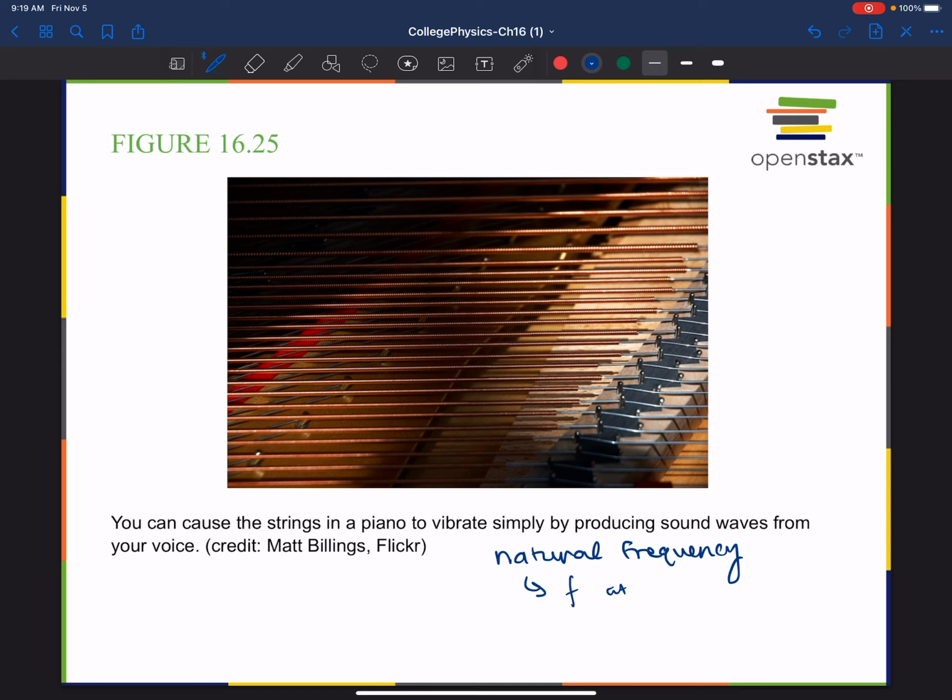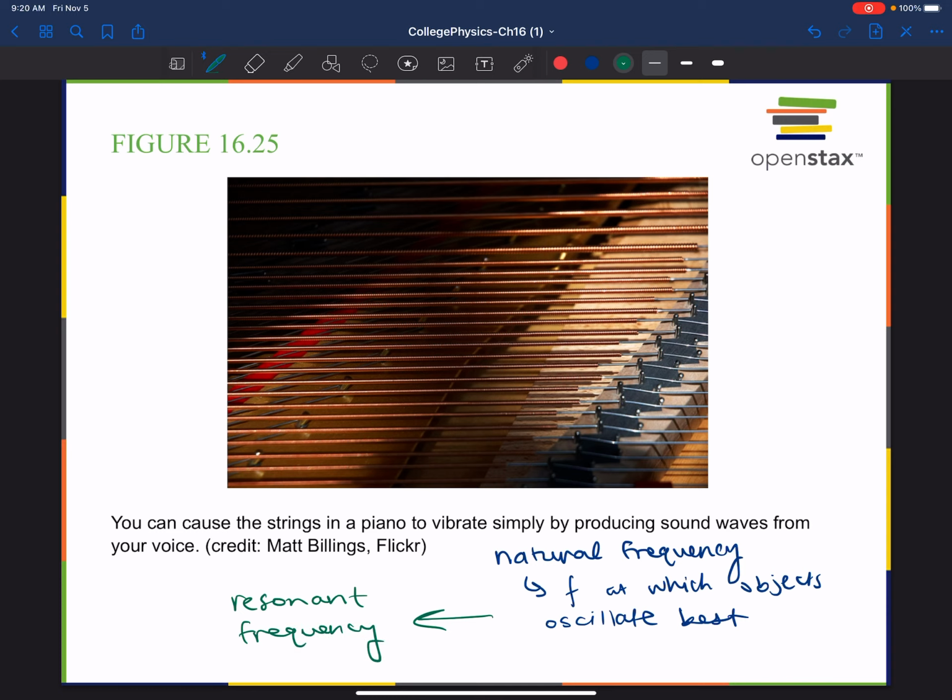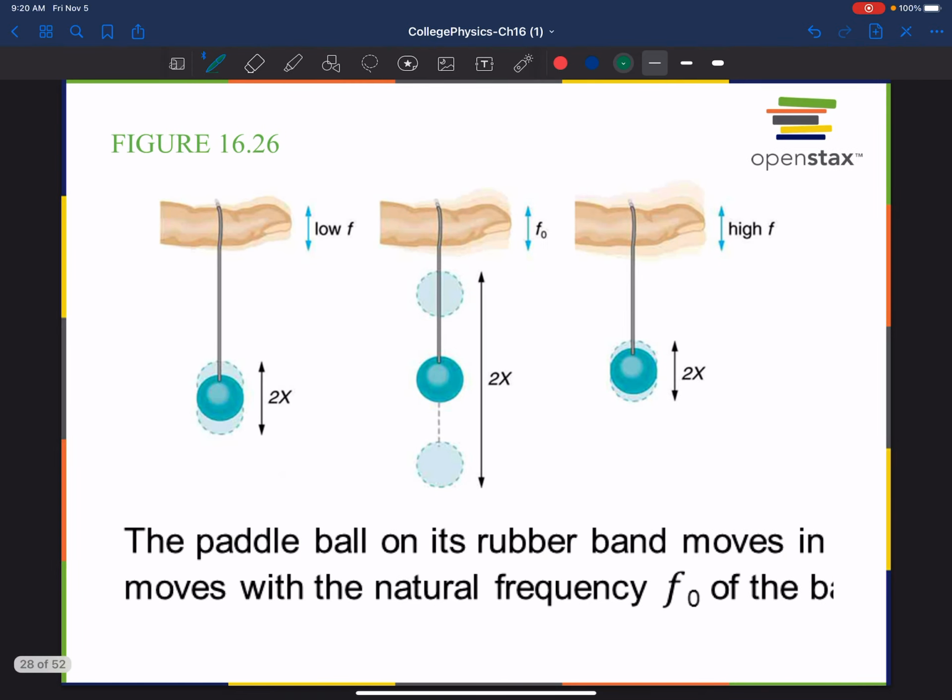This is the frequency at which objects oscillate best. And when we are able to achieve this, we refer to the achievement of the natural frequency as an object's resonant frequency. Okay, so if you hear resonant frequency or resonance, it's just referring to the natural frequency of a system or the frequency at which the object will oscillate best.